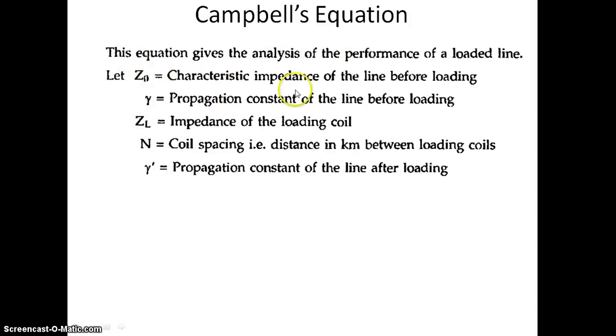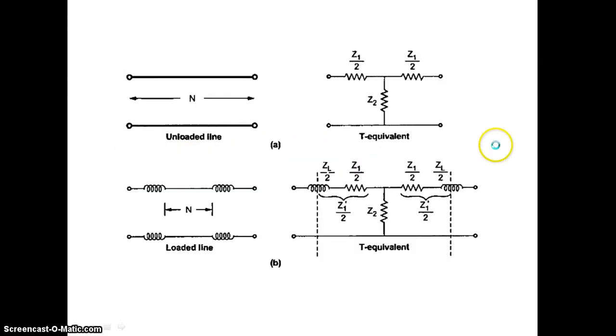Let Z0 equal the characteristic impedance of the line before loading, and let ZL equal the impedance of the loading coil. Gamma equals the propagation constant of the line before loading, and gamma dash is the propagation constant after loading, and let n equal the coil spacing, that is, the distance in kilometers between loading coils. So look at this figure.